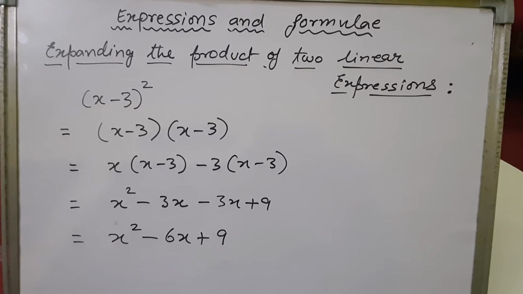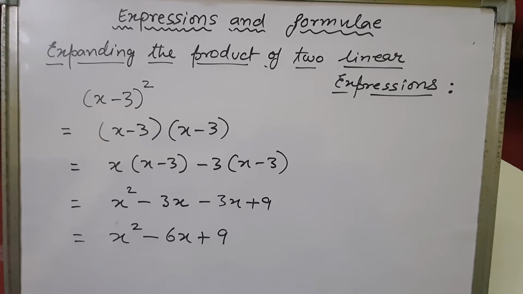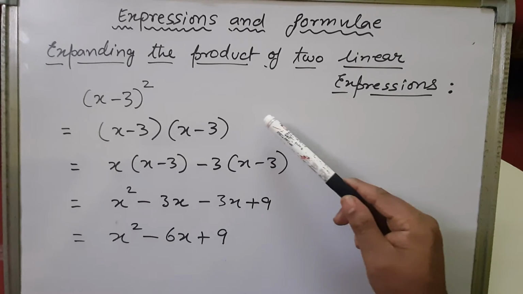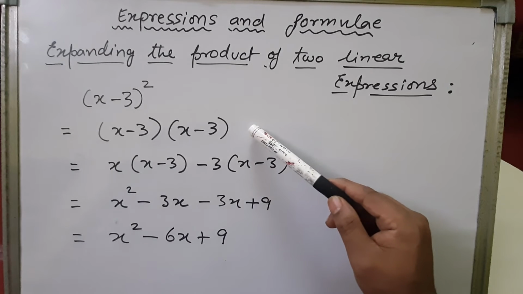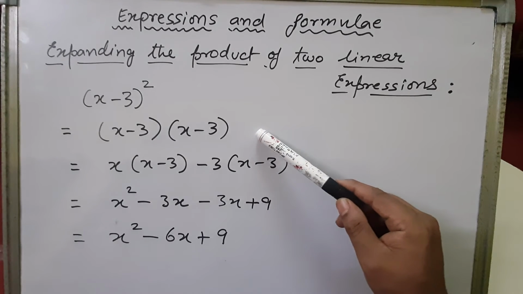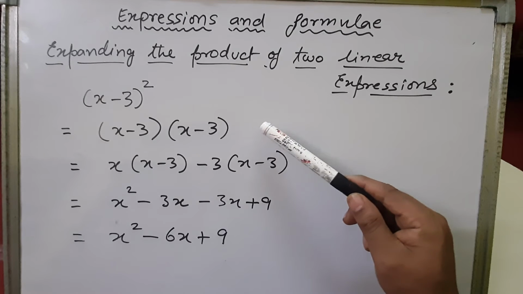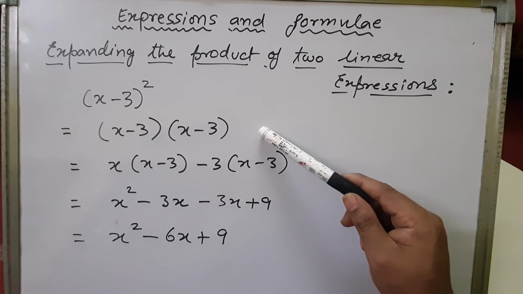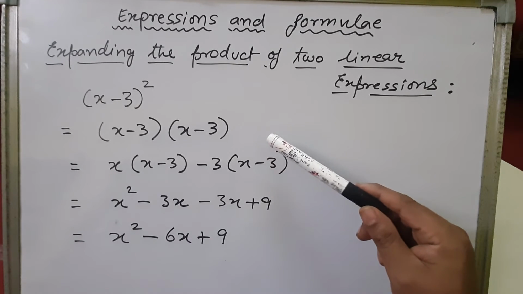Now the next sum is, we have to expand x minus 3 the whole square. So x minus 3 the whole square can be written as x minus 3 into x minus 3. We can also solve this from the formula, a minus b the whole square as a square plus b square minus 2ab. But I'm not applying that formula. I'm using the method we have studied, the method of multiplication, of expanding, finding the product. So x minus 3 the whole square means x minus 3 is multiplied with x minus 3.